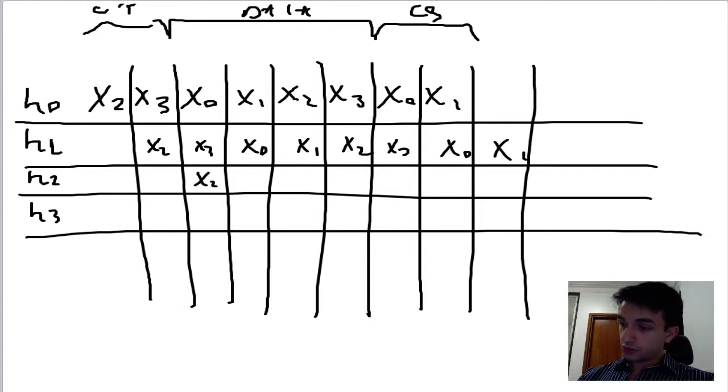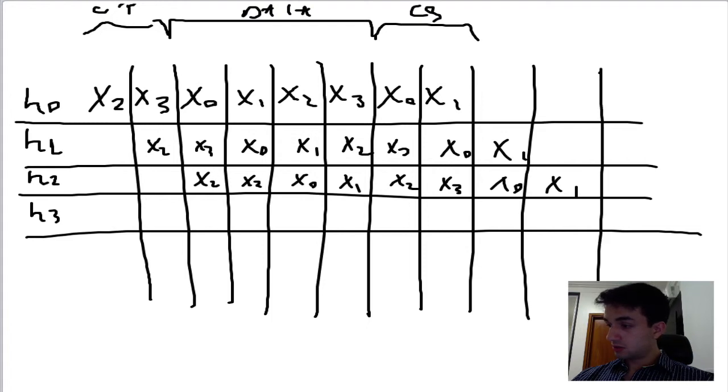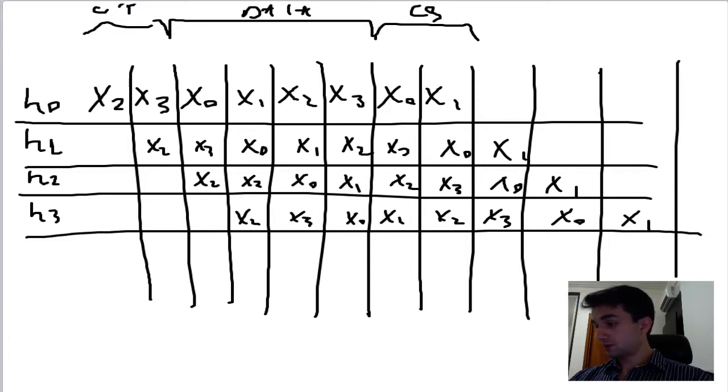Again, x2, x3, x0, x1, x2, x3, x0, x1. And finally, x2, x3, x0, x1, x2, x3, x0, x1. Okay.